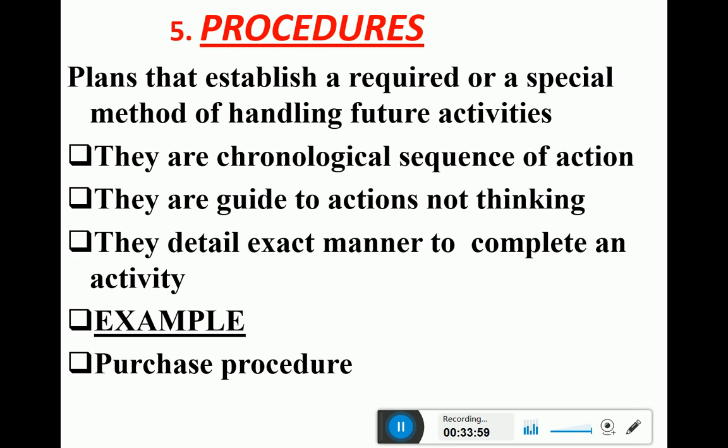Now that is to purchase, a procedure that is known as a purchase procedure, step by step or chronological sequence of an action. Chronological sequence of action means step by step process.